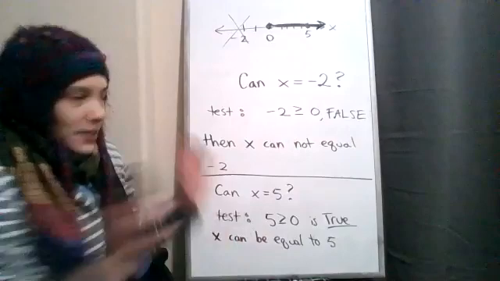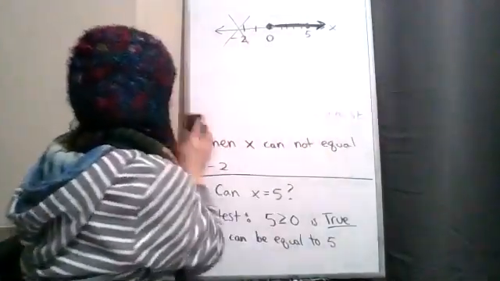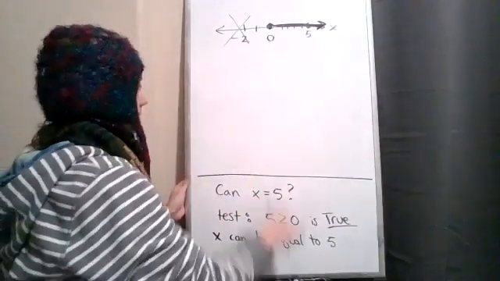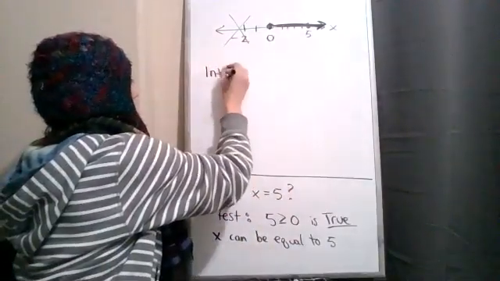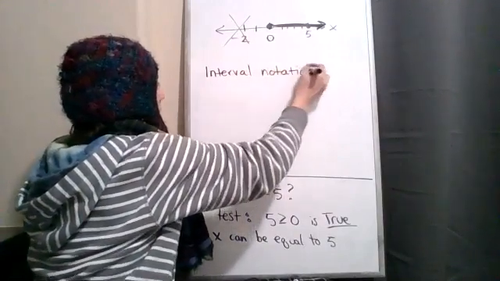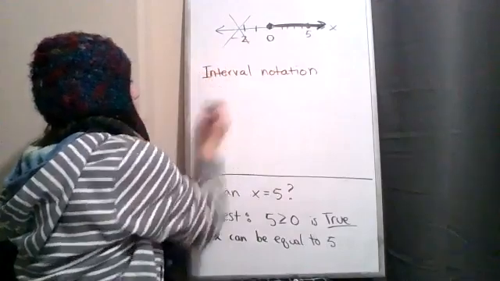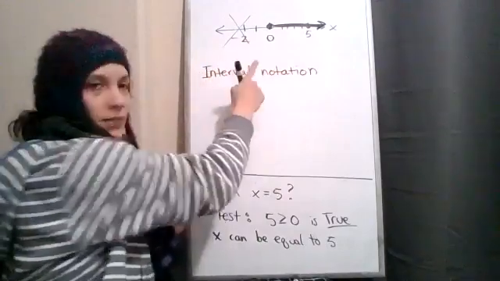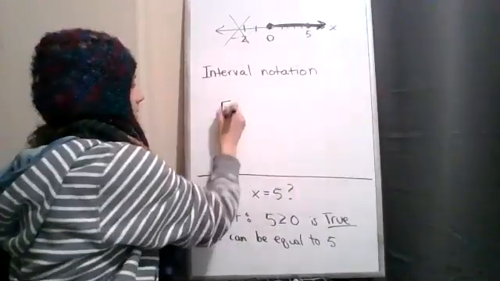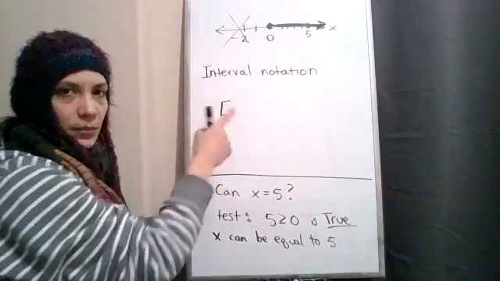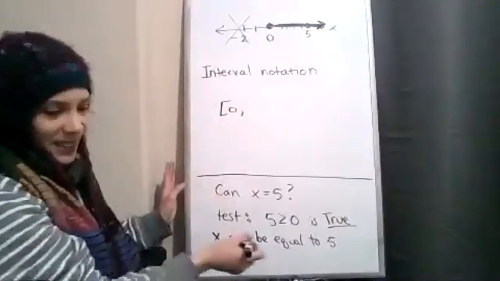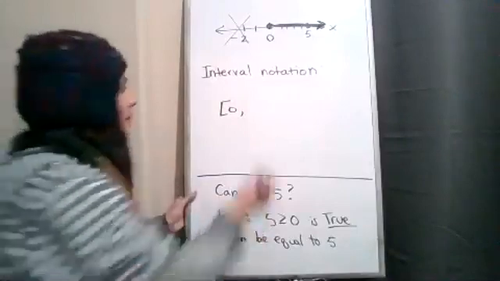Let's write the interval notation. We go from 0, including 0, to positive infinity. So you put a square bracket on the included endpoint. Positive infinity always has parentheses.